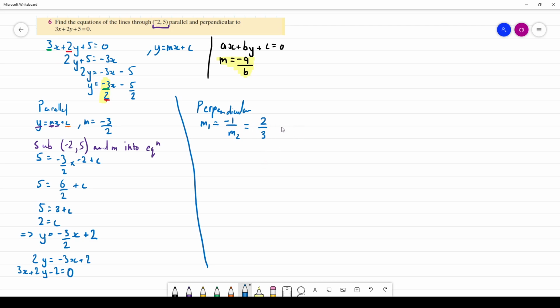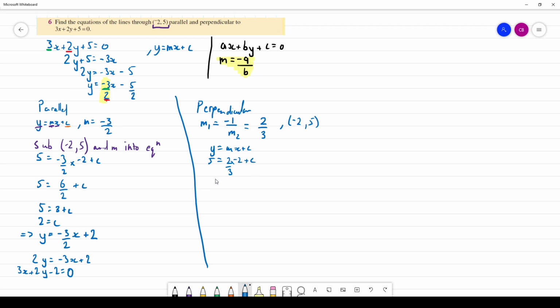So we've got our gradient, and we know our coordinates that they have to pass through. So we want to sub in m and the x and the y value. And we do the same thing again. We can calculate c. So y equals mx plus c. Let's sub everything in that we can. Y is 5, m is 2/3, x is negative 2. Let's put a little times there, plus c.